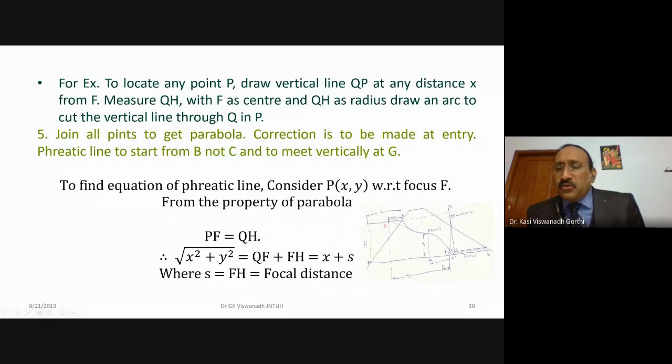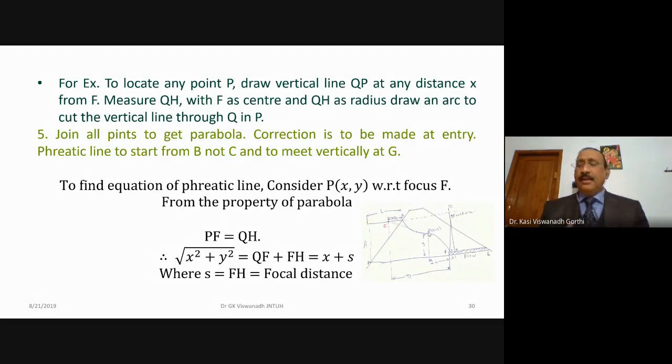Measure the value of QH. Then with F as the center and QH as the radius, draw an arc. This arc will cut the vertical line through Q at point P. That's how you are getting the point P. Similarly, several points along the base parabola can be obtained, and you can join all the points to get the parabola.